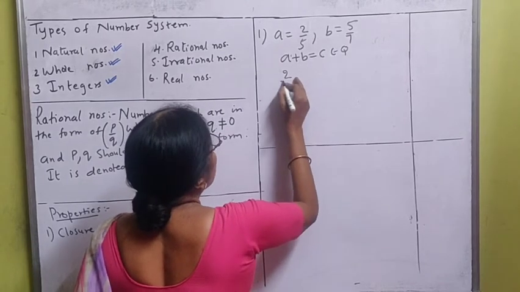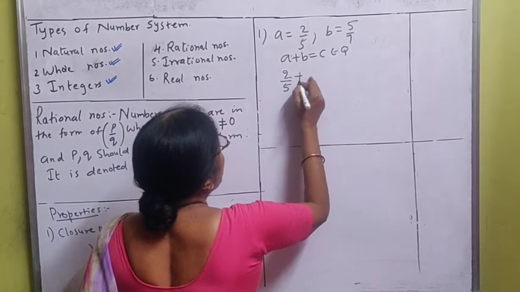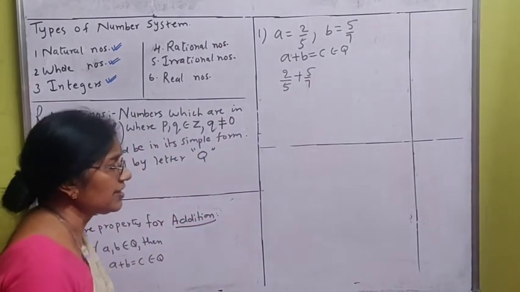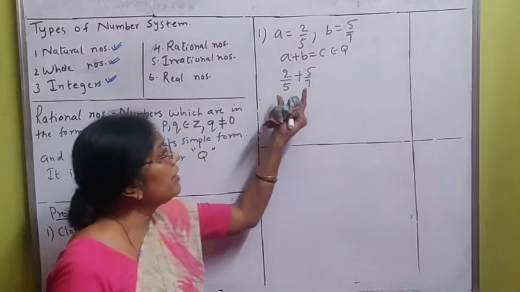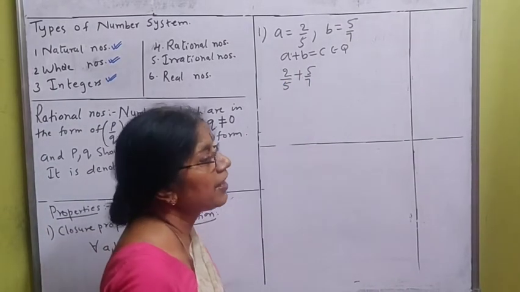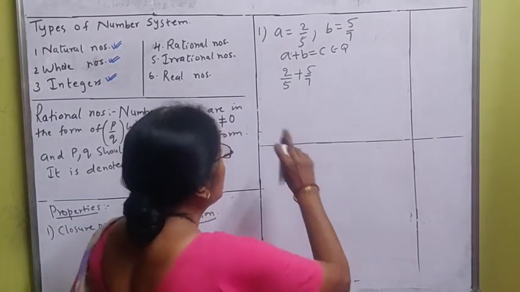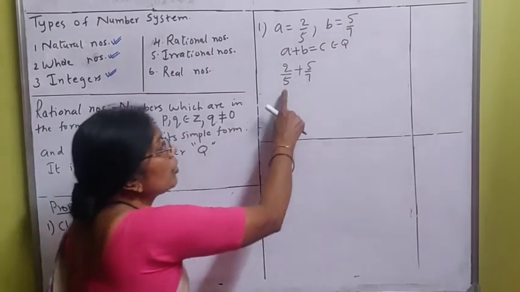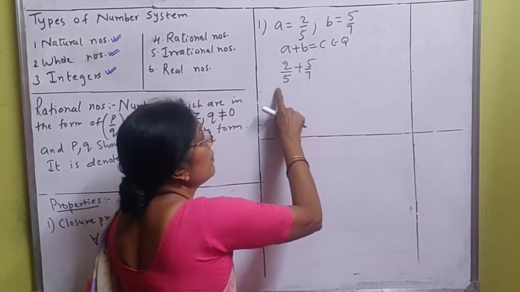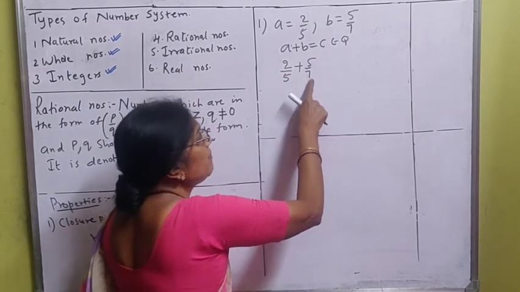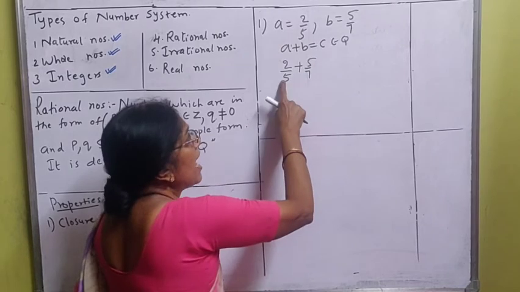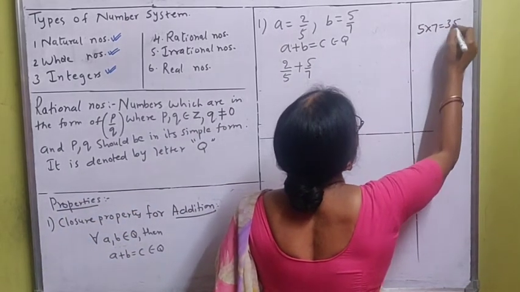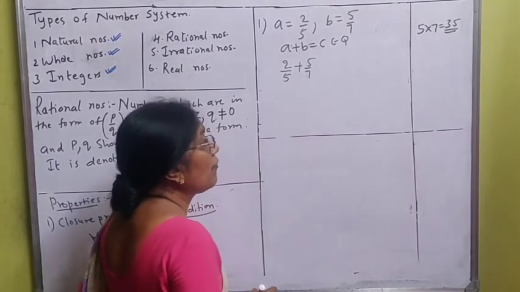What is the a value? 2 by 5. What is the b value? 5 by 7. In addition of fractions, the rule says that if the denominators are the same, you add the numerators and keep the same denominator. But the denominators are not the same, so we have to take the LCM. What is the LCM? Both are prime numbers. When both denominators are prime numbers, just multiply, that will become your LCM. 5 into 7 is equal to 35. This is your LCM.